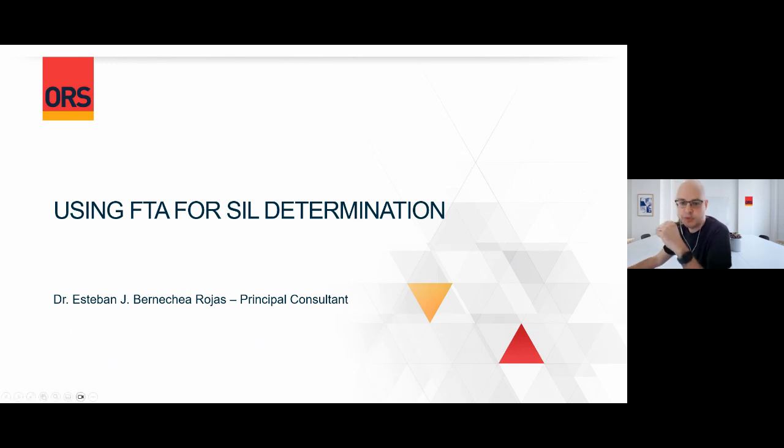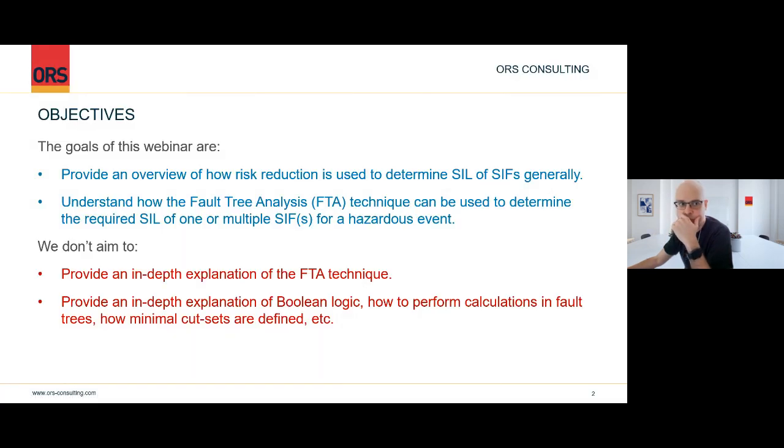So, using fault tree analysis for SIL determination, the main objective of this webinar is for us to provide an overview of how risk reduction is done to determine the safety integrity level of safety instrumented functions in general, right? To explain what the risk reduction model for a hazardous event is and what we are trying to do there to determine SIL, which would be the basic approach, and then to understand how you can use fault tree analysis to do that and in which cases you want to do that.